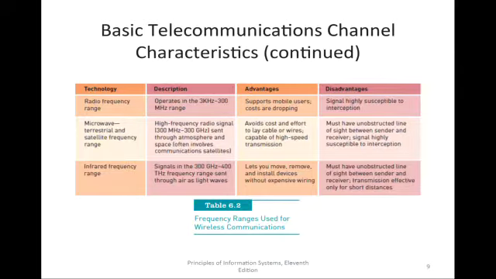Then we have infrared frequency range. Signals from 300 GHz to terahertz frequency range are sent through air as light waves. It lets us remove and install devices without expensive wiring. And as a disadvantage, this technology must have an unobstructed line of sight between sender and receiver, like the microwave frequency range, and transmission is effective only for short distances.